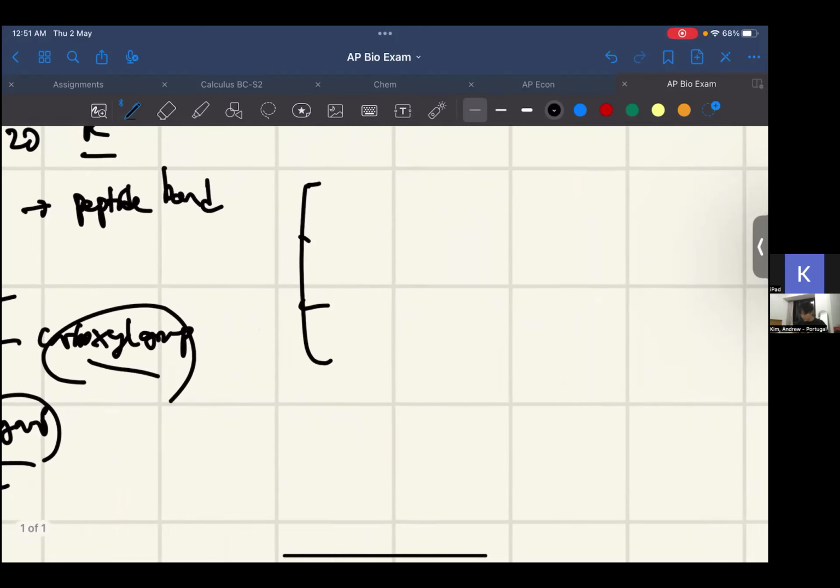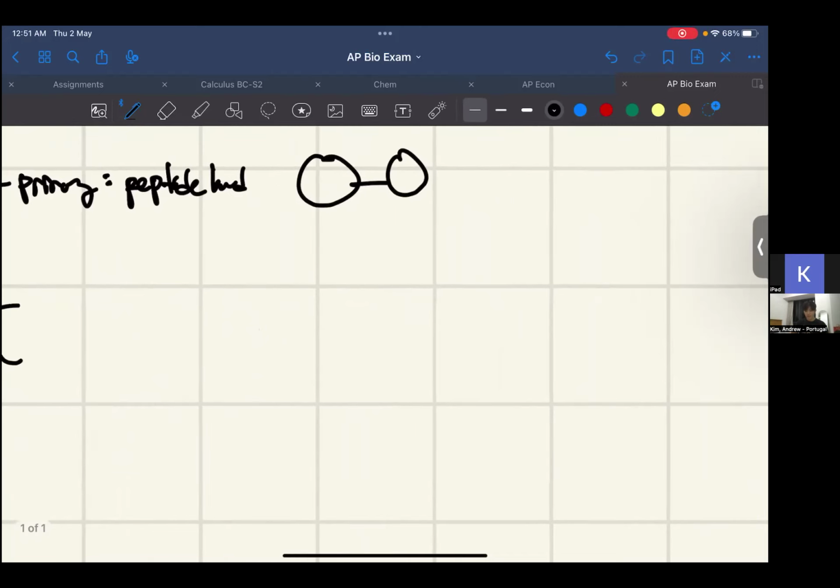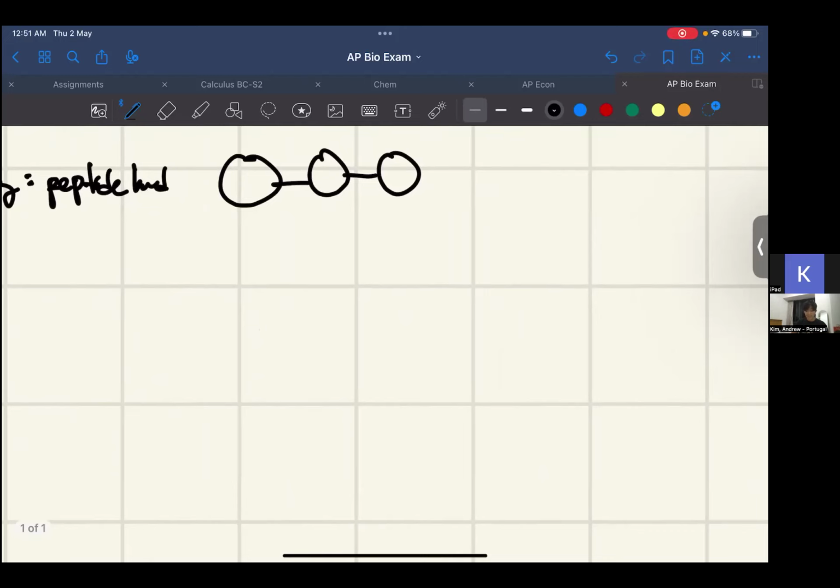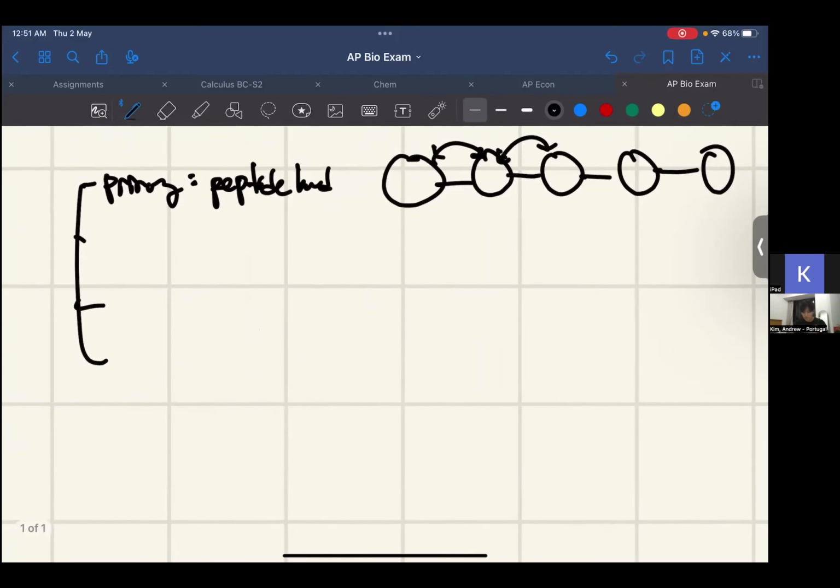The first level is called primary. And this is literally just the peptide bond. Of course, if you have an amino acid, it's going to be connected to another amino acid, right? And that's again going to be connected to another amino acid, and that will continue, right? This bond, this linkage between these amino acids, is called a peptide bond, and that is the primary structure.